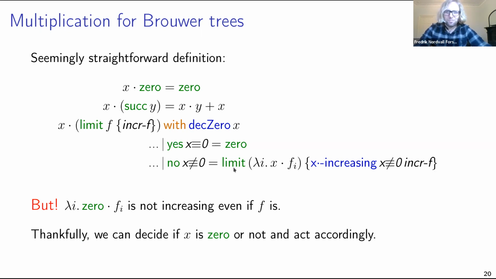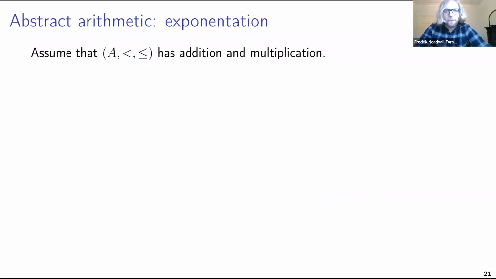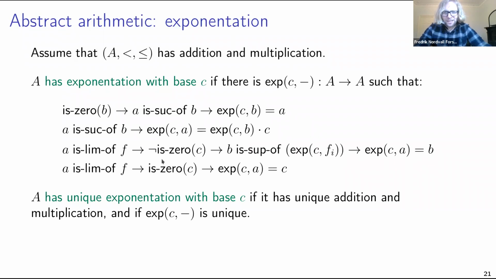So it turned out to be really important that we could decide if the Brouwer tree is 0 or not, which a priori you might think doesn't really matter. But it didn't seem possible to actually define multiplication otherwise. Okay, and then you can do the same thing with exponentiation, where, because exponentiation is a little bit special in that 0 to the power of 0 should be something, etc., we have to split up the limit case to if c is 0 or not.